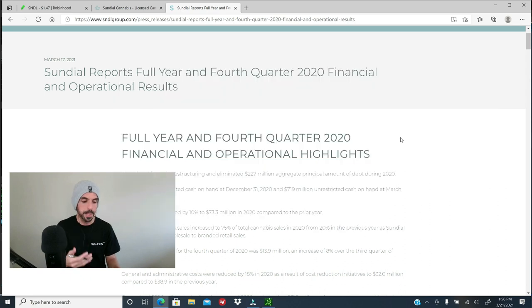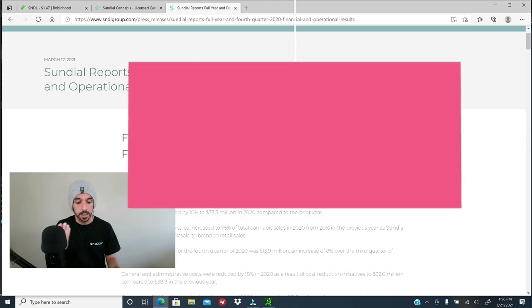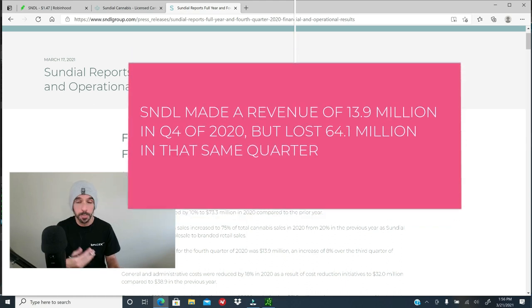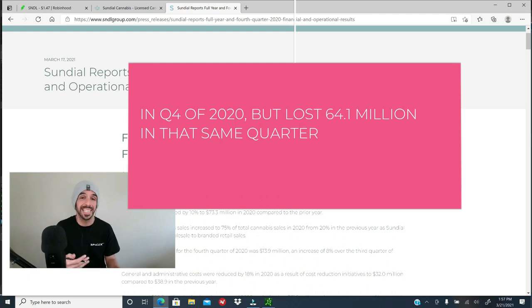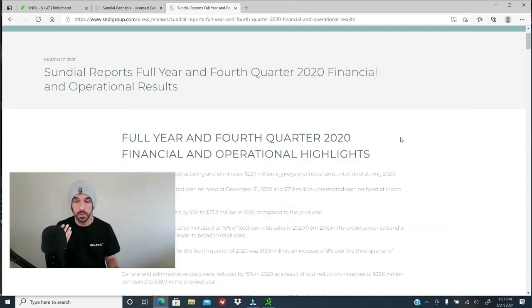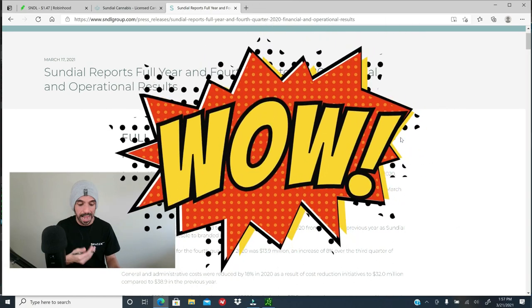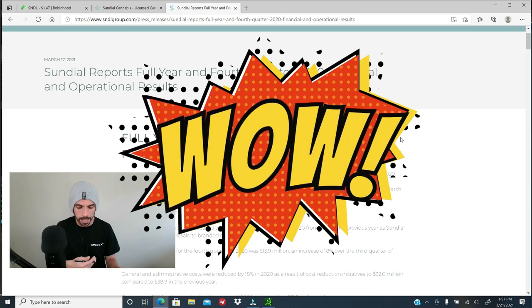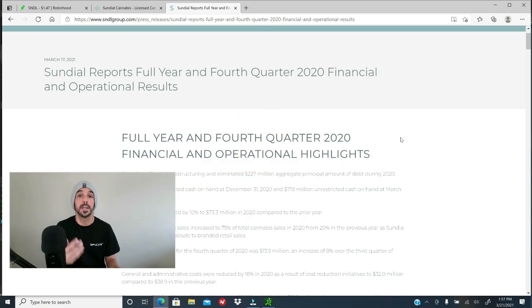And this is the problem, guys, with MJ companies, because the math is simple. Listen. Sundial Growers made a revenue of $13.9 million in Q4 of 2020. But Sundial Growers lost $64.1 million in the same quarter. So Sundial Growers lost five times the revenue they made in Q4 of 2020.